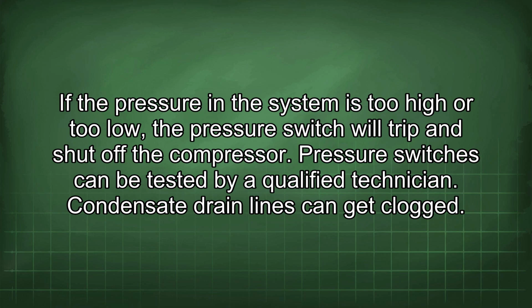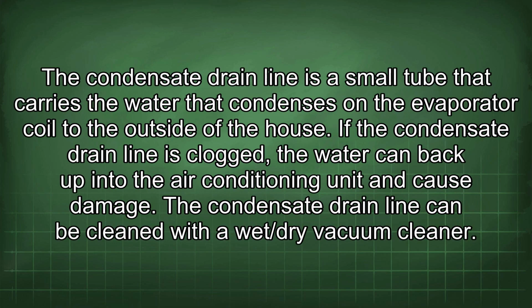Condensate drain lines can get clogged. The condensate drain line is a small tube that carries the water that condenses on the evaporator coil to the outside of the house. If the condensate drain line is clogged, the water can back up into the air conditioning unit and cause damage. The condensate drain line can be cleaned with a wet/dry vacuum cleaner.